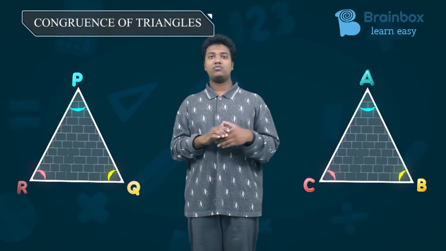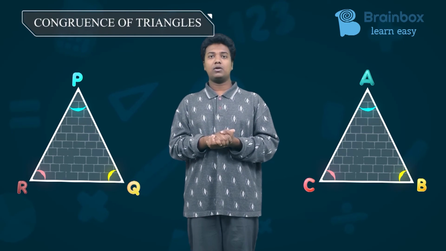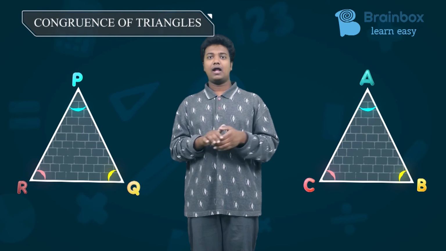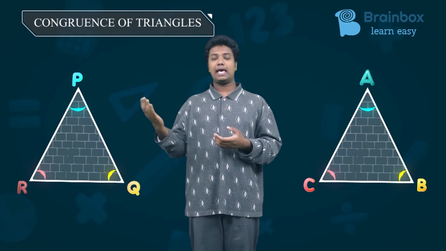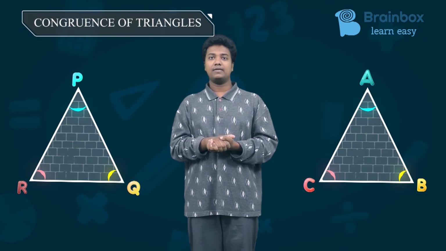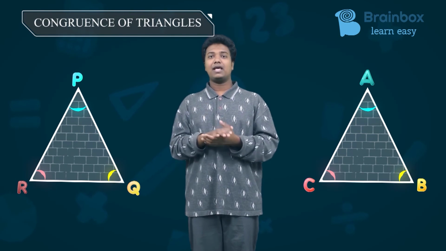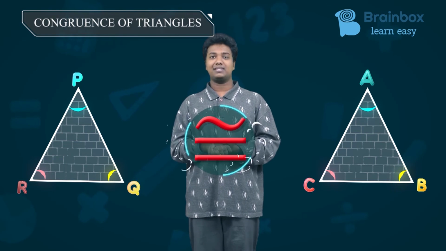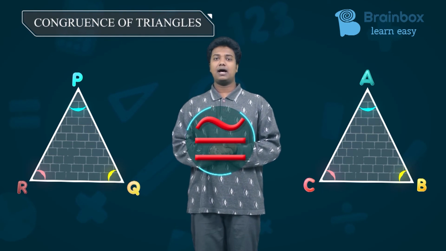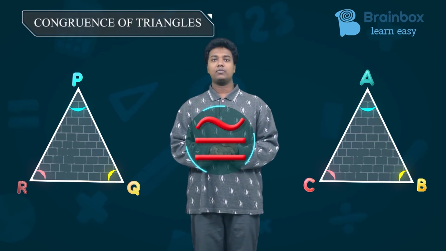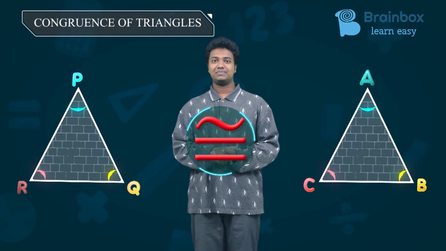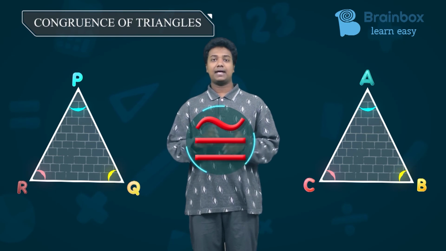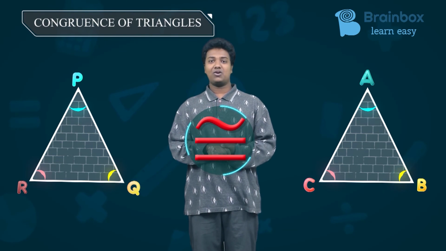If the sides of one triangle are equal to the corresponding sides of the other triangle, and if the angles of one triangle are equal to the corresponding angles of the other triangle, then the triangles are said to be congruent. So we can represent that triangle ABC is congruent to triangle PQR. Now let us learn about the criteria for the congruence of triangles.